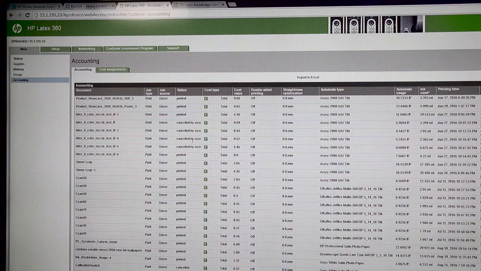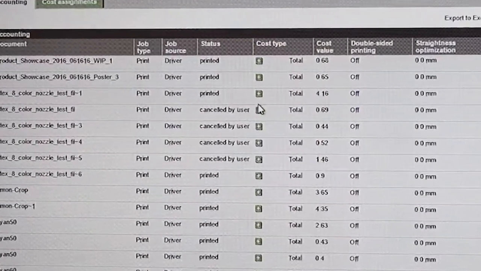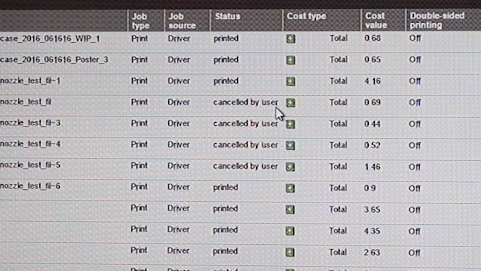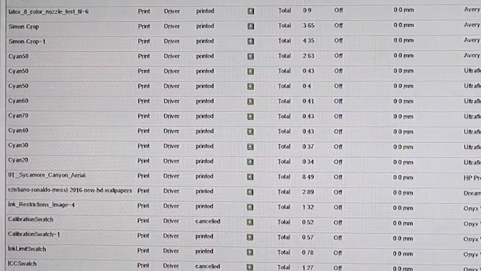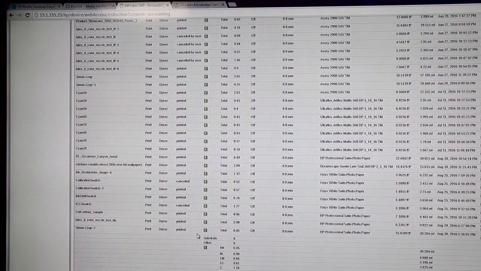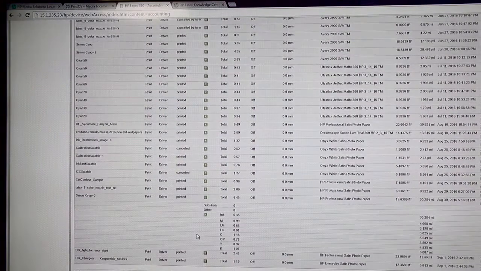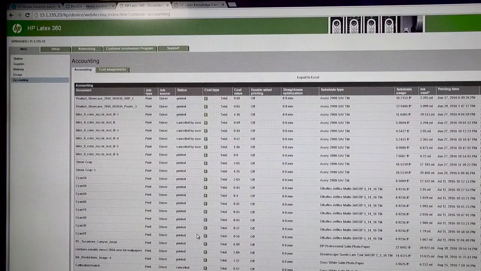If I were a production manager, and I was back in the day, I'd want to know things like canceled by user. Well, what does that mean? Well, that means the job didn't get done. So why is it being canceled? All these canceled jobs add up to quite a bit of money. Also, it suggests that maybe jobs weren't prepared properly or there were mistakes done.